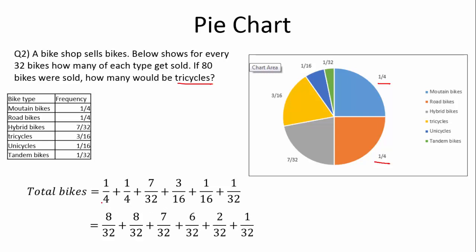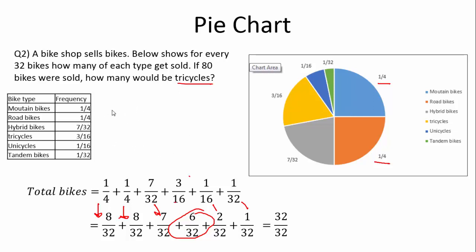So if you were wondering, 8 over 32, 8 over 32, those are both a quarter. There's 7 over 32. 3 over 16, we times the top and bottom by 2, we got 6 over 32. 1 over 16 is the same as 2 over 32, and that stays 1 over 32. So if we add all these top numbers together, we're going to get 32 over 32. Right, this works. This is a good graph. This is good data they've given us.